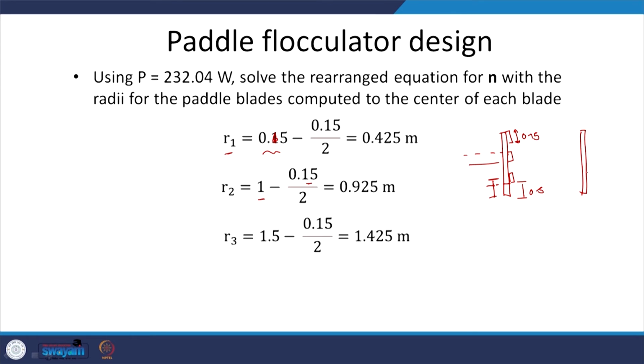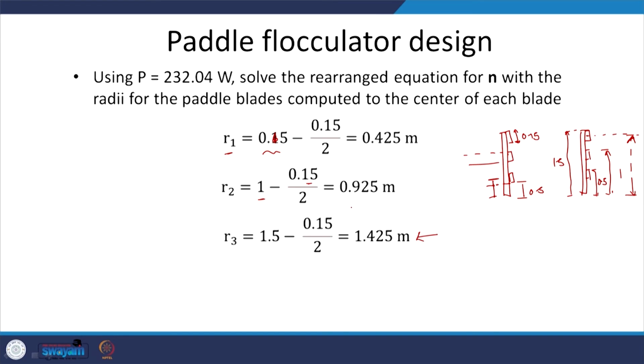Let me redraw that. I have 3 here, such that the leading edge, I guess this is what they are calling the leading edge. This is 1.5, this is 1 and this is 0.5, and because the width of each is 0.15, 0.15 by 2 will give me this particular distance, 1.5 minus 0.15 by 2, right. So that's what we have here.